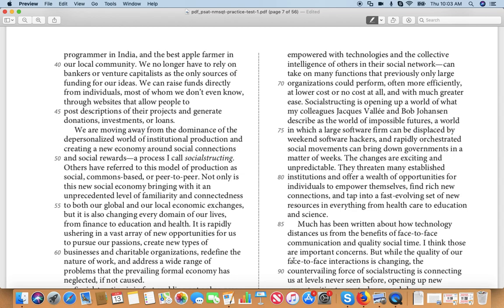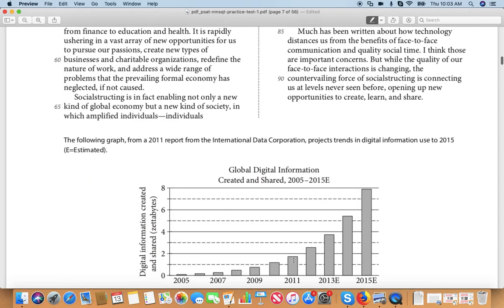I guess larger in size, that's by definition obvious. But less subject to regulations? It says large organizations could perform, like on line 70, could perform more efficiently at lower cost or no cost at all with much greater ease. Does that mean they were subject to less regulations? That's the question. No. I don't see anything about regulations or rules or laws or anything like that. I just don't see any evidence to support it.